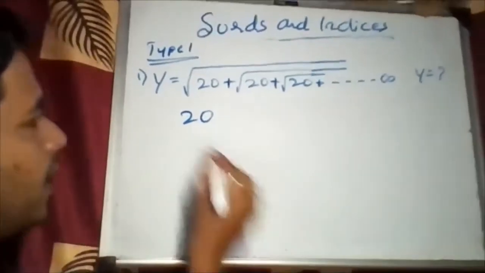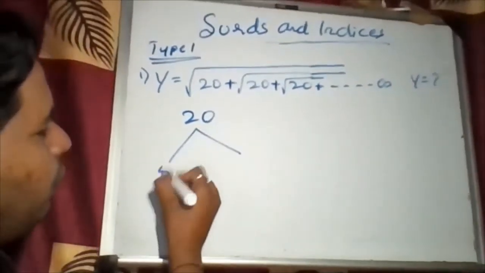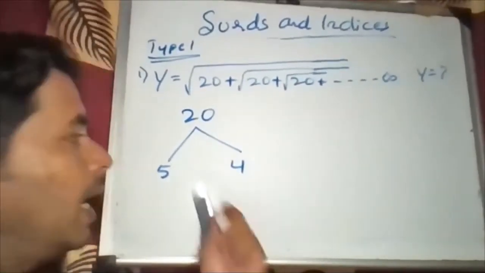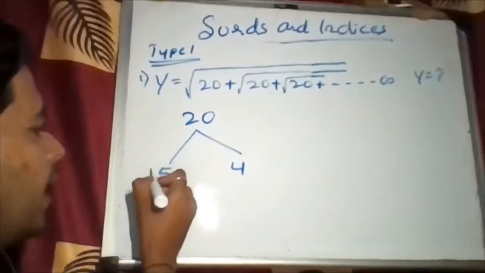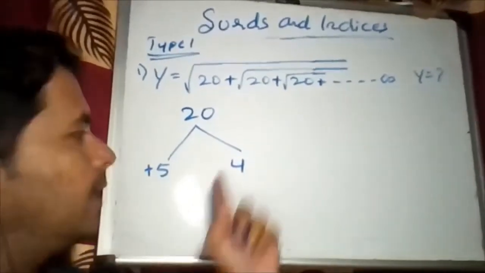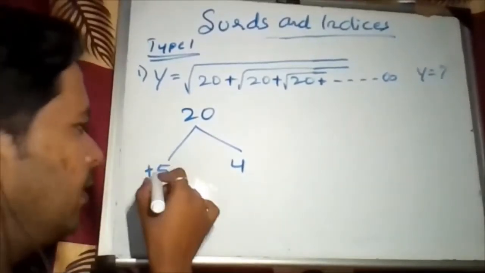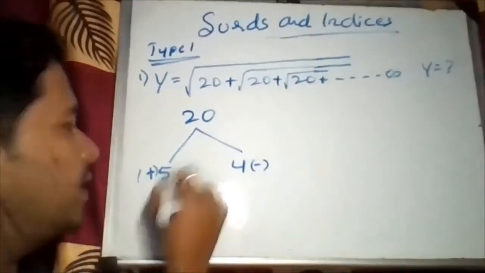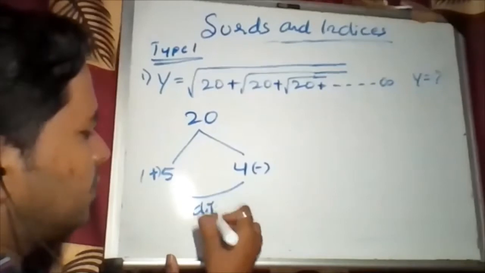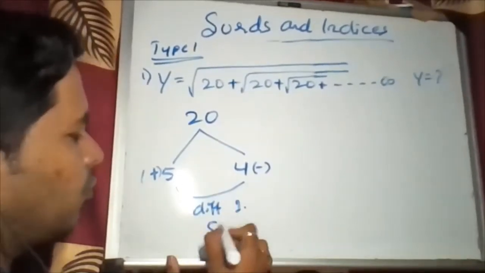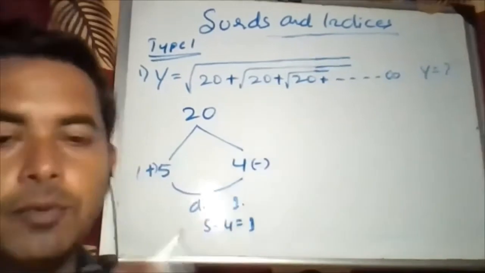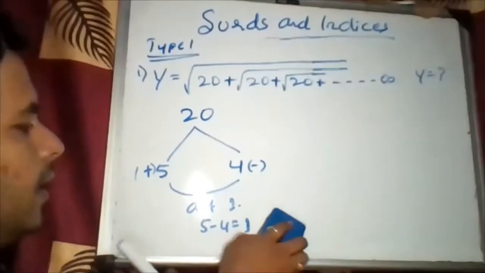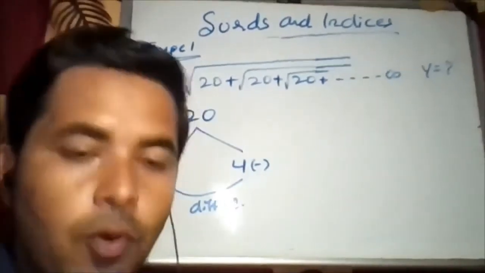So if I take two factors of this, I can write 5 into 4 will be my 20. So here what you have to do, always give a plus sign to the higher value. 5 is bigger than 4, so give a plus sign to the higher value and a minus sign to the lower value. Then what is the difference between these two? As I said, 1 only. So if you do 5 minus 4, you have to get a 1. So you have to search the factors in such a way that the difference between them is 1.